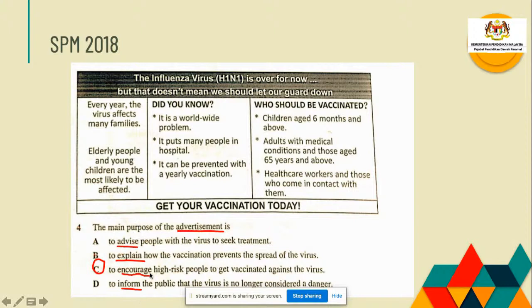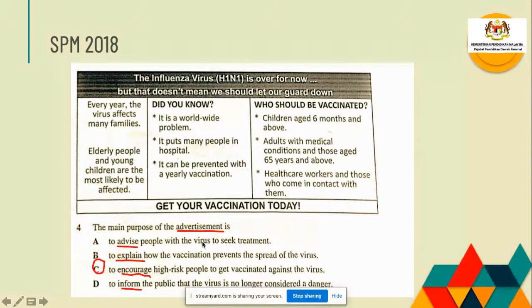Nampak bunyi macam semua betul kan? Tapi kalau if you notice in every clue, in every answer ada satu kesilapan. Okay, for example, dia kata A, to advise people with the virus to seek treatment. Dia kata menasihatkan orang yang dah ada virus. Sedangkan kat sini cakap hanya untuk mendapatkan vaksin. Okay, orang yang belum, orang yang berisiko tinggi, bukannya orang yang dah kena virus. So that's why now A is wrong.